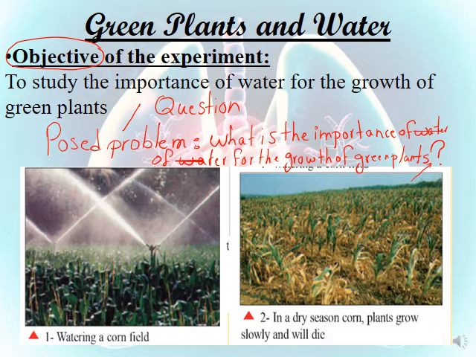So here we have two experiments, two figures. In figure 1, we have a cornfield that is watered, so we have water. And here, the other experiment, in a dry season, the plants grow slowly and they will die. So here there is no water. So what is the variable factor? It's the water. It's the difference between the first and the second experiment.